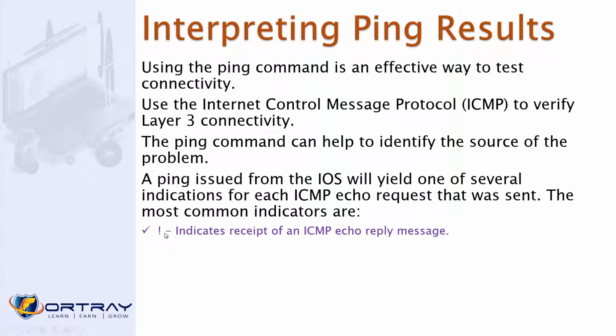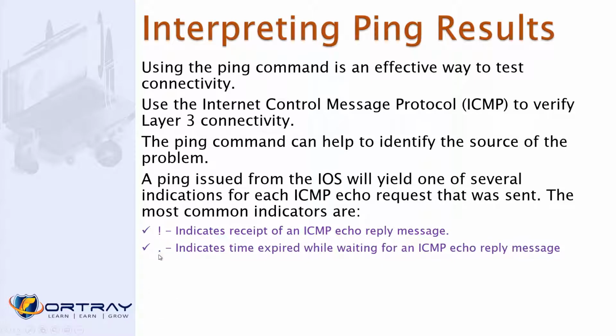You can see the first one, the exclamation mark, is a thumbs up, indicating receipt of the ICMP echo reply. So there is an echo, like the source is sending the echo, and the other side is sending the echo reply back. And if you see the dot, it indicates that time expired while waiting for the ICMP echo reply. So your message is reaching, but the other side is not able to reply back. And U indicates that an ICMP unreachable message was received. So it means your message has not been delivered.